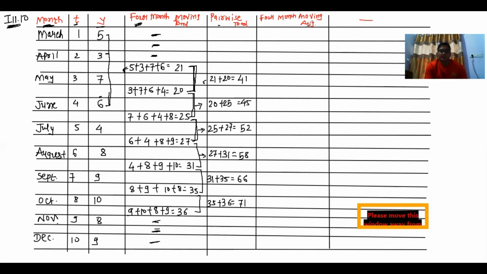Last column, the 4 months moving average. In this column, we have to write down the value 41 divided by 8. Why 8? Because it is a 4 months moving average, which means we have done a total of these four, then the total of these two, meaning 4 twos are 8. So in the 4 months moving average, we have to write down the denominator as 8. 41 by 8, 45 by 8, 52 by 8, 58 by 8, 66 by 8, and 71 by 8.